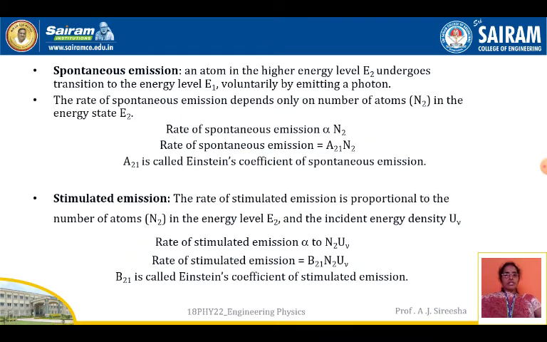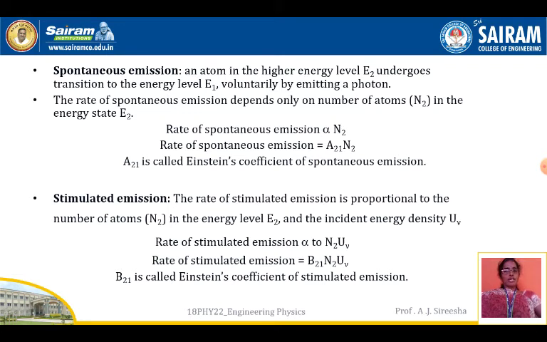Next, after reaching the energy state E2, the atoms can undergo two types of emission. One is spontaneous emission. That means an atom in the higher energy level E2 undergoes a transition to the energy level E1 voluntarily by emitting a photon. It doesn't require any external source to bring the atom down to the ground state E1. It comes down spontaneously without any external aid, because in an excited state the atom can stay only for a very short period of time.